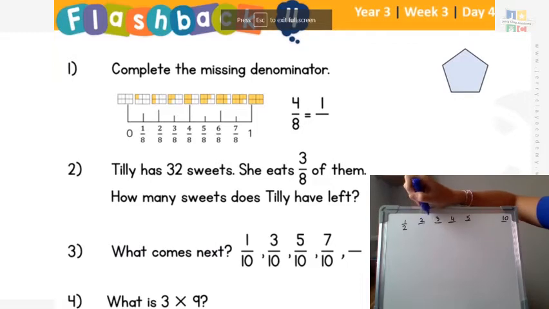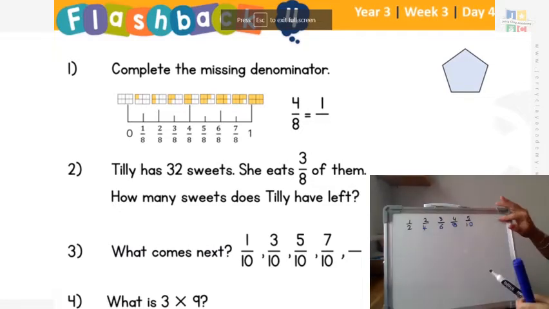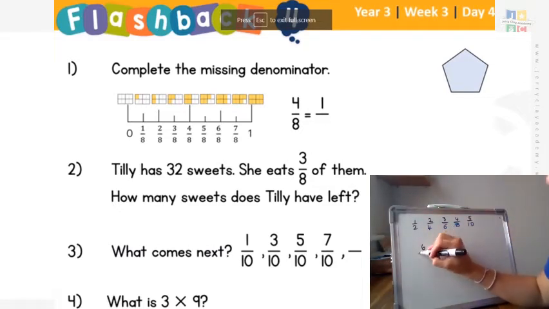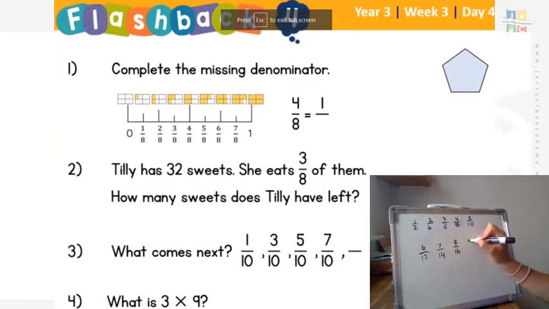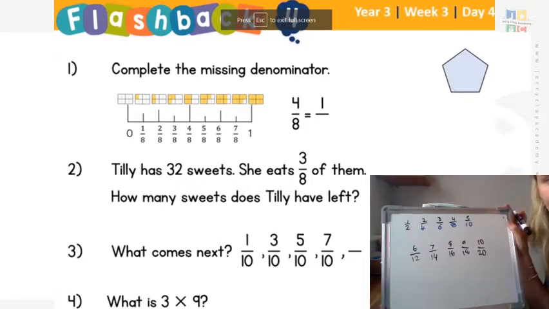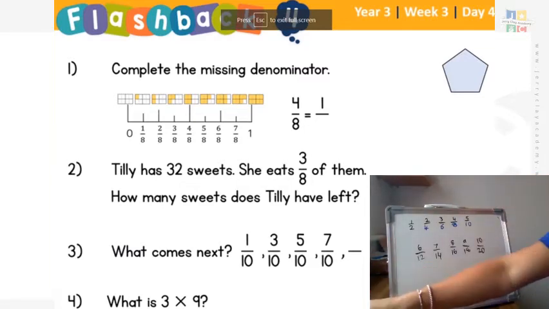So instead of halving, we would double 2 to equal 4, double 3 to equal 6, double 4 to equal 8, double 5 to equal 10. And then I'm going to go on to the next one. So you should then have had 6 double to make 12, 7 double to make 14, 8 double to make 16, 9 double to make 18, and 10 double to make 20. So fantastic if you've got all of those correct, because they are all equivalent to a half.